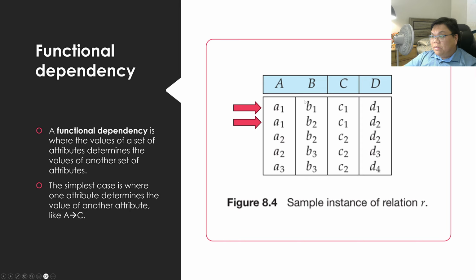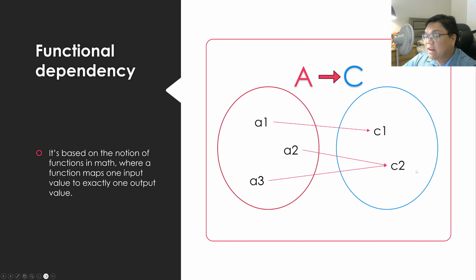So we have two rows in which the value for A is A1, two rows in which the value for A is A2, and one row in which the value for A is A3. We can illustrate this as such and come to the conclusion: A determines C because for each value in A, it maps onto exactly one value in C. So A1 maps to C1, A2 maps to C2, A3 maps to C3. Actually, there's no C3. It actually maps to C2.